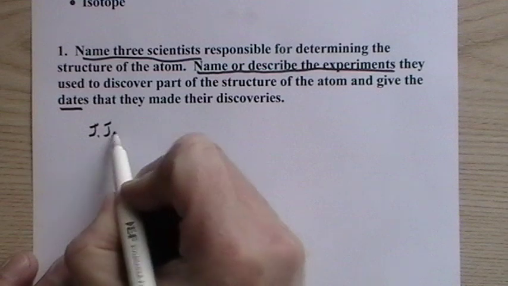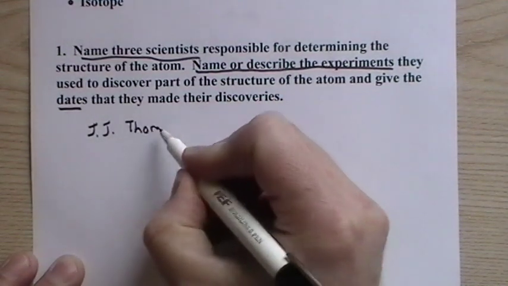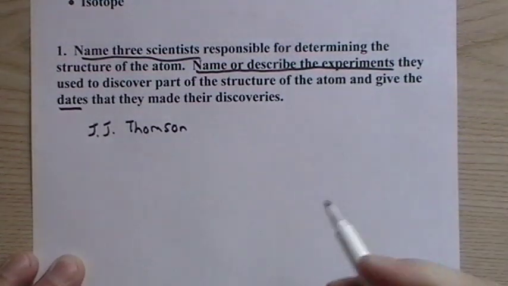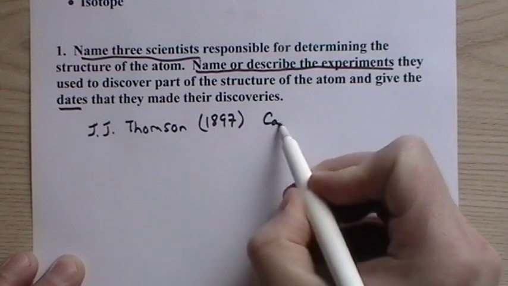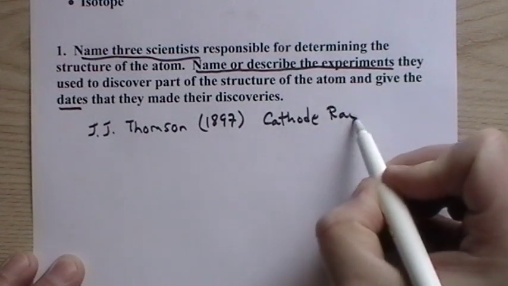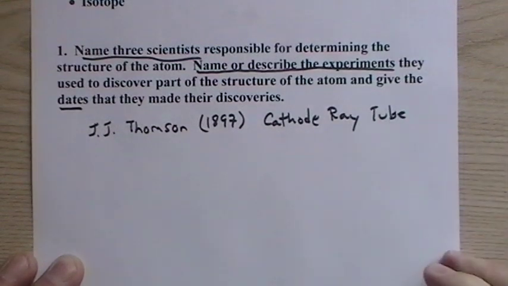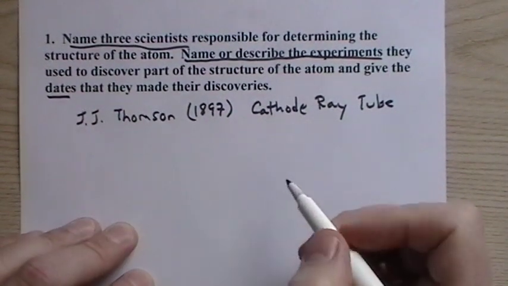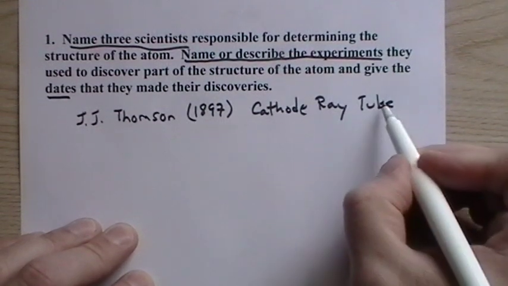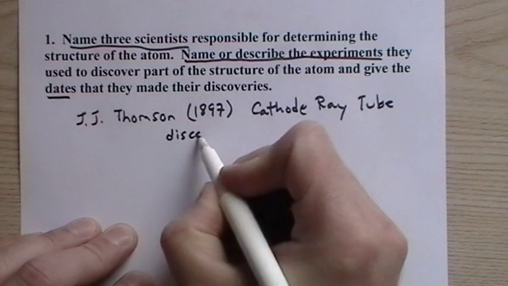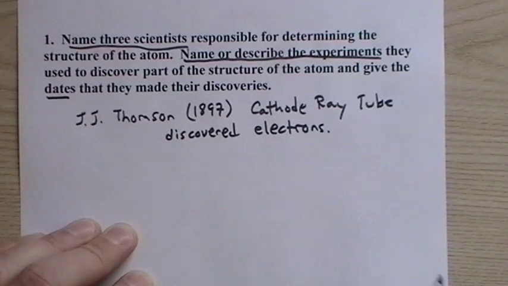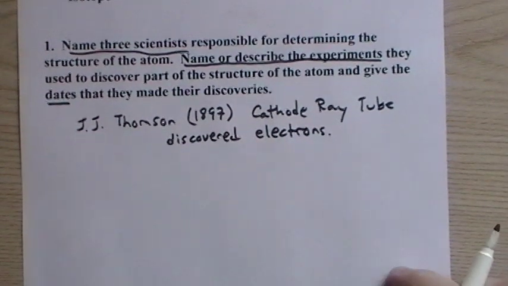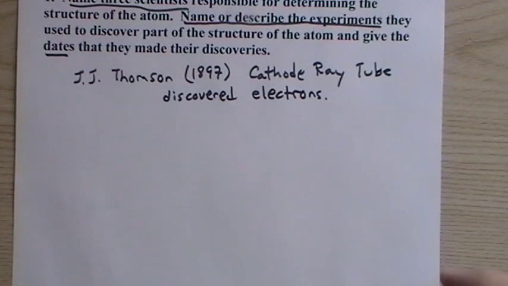So we have J.J. Thomson, and in 1897 he used the cathode ray tube to determine that there were particles as part of those rays. So he discovered electrons. And the book goes into detail there, but you should know the name of the scientist, the experiment that he did, and what he discovered.